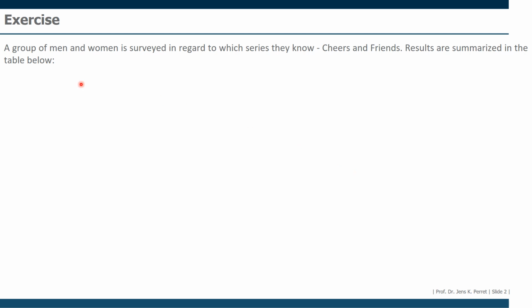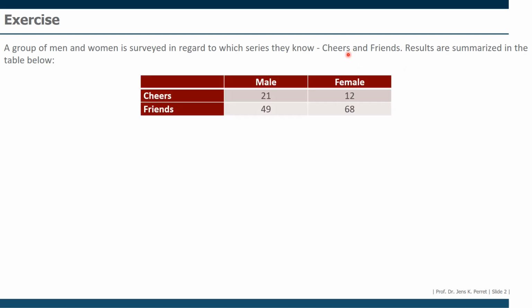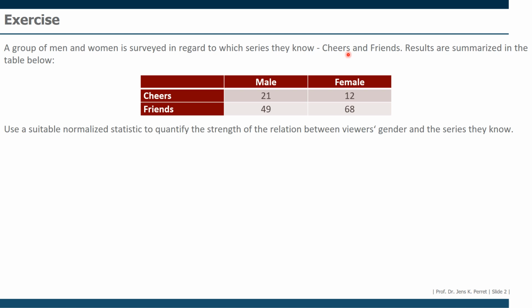Here I have a group of men and women surveyed in regard to which series they know. It's about Sherlock and Friends. Results are summarized in the table below. And our task for this table is to use a suitable normalized statistic to quantify the strength of the relation between viewers' gender and the series they know.